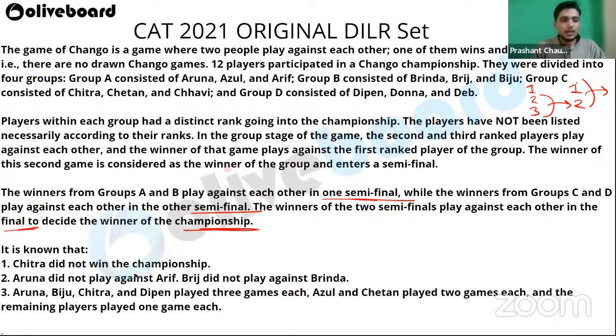Aruna did not play against Arif. Brish did not play against Pindra. Aruna, Biju, Chitra, and Deepen played 3 games each. Azul and Chetan played 2 games each, and the remaining players played 1 game each. Okay, so this is all the information.